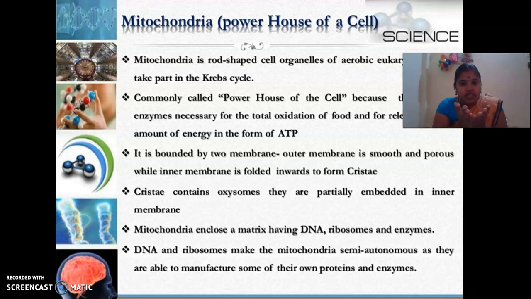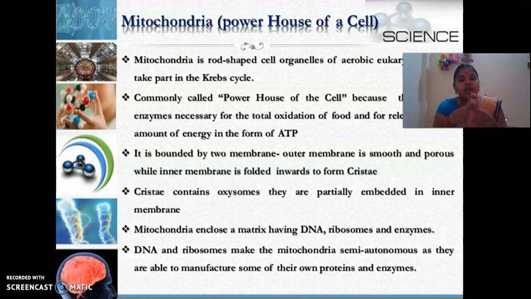So mitochondria are the rod-shaped cell organelles of aerobic eukaryotes which take part in the Krebs cycle. They are also called the powerhouse of the cell. Why? Because they oxidize the food and store it in the form of ATP, adenosine triphosphate. It is covered by two membranes, outer and inner. The outer membrane is smooth and porous, and the inner membrane is present inside, folded inwards, and called cristae. This cristae contains oxysomes, partially embedded in the inner membrane.